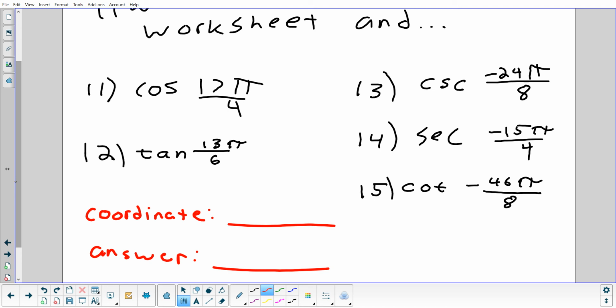Any questions on that? Are those on the worksheet or are we doing those extra? 1 through 10 are on a worksheet on Schoology, and those 11 through 15 are extra. So you're gonna have to go to Schoology to get the rest. It's a PDF.